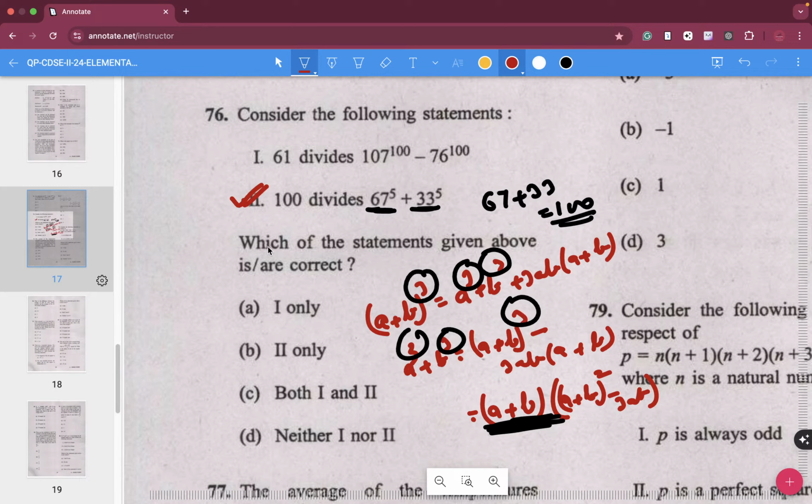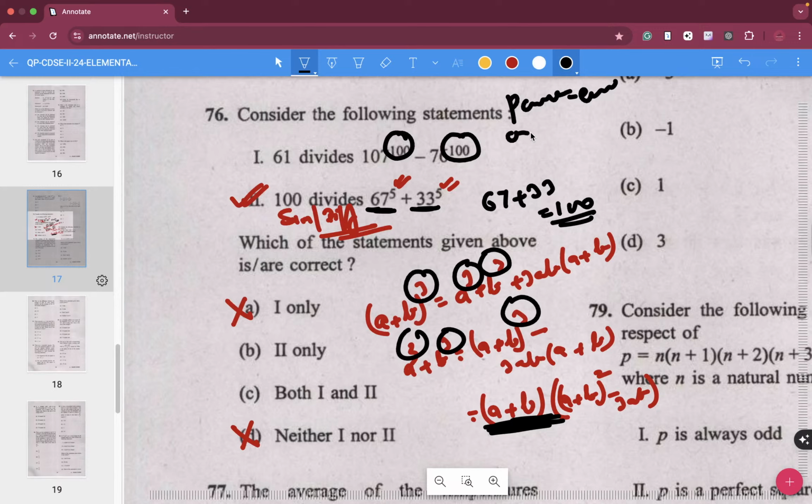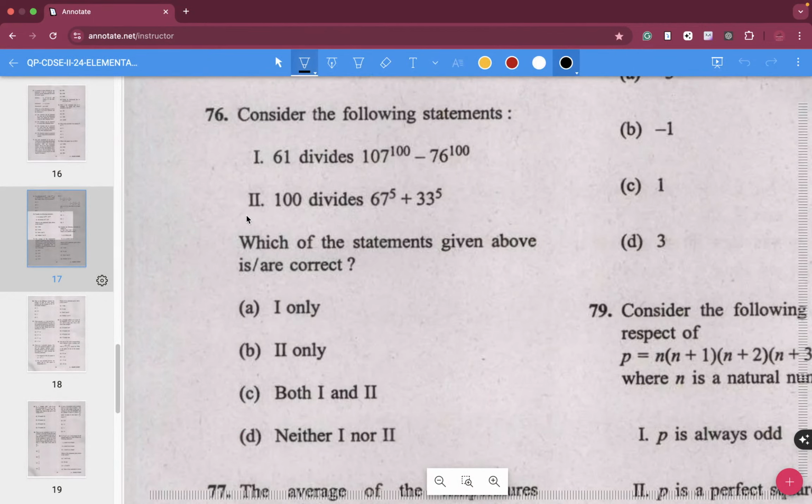So one thing is certain: option 1 only and option 2 only are not the answer. If the power is odd, both the sum and difference will divide the given number. But if the power is even, only the sum will divide the given number. So what we have done is correct.